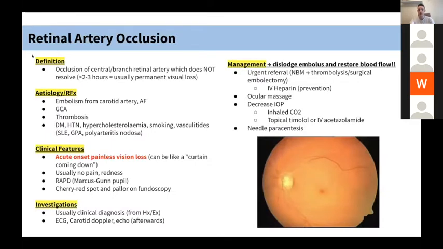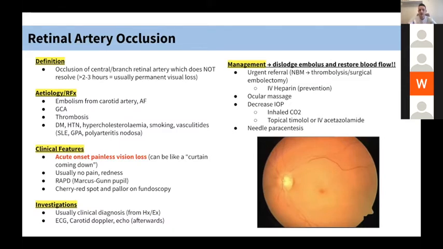So the next one is a retinal artery occlusion. This is where you can have a blockage either in the central retinal artery or one of the branches of it, and it doesn't usually resolve. So it's pretty much like a stroke of the eye. And if it's going to be like a stroke of the eye, well, usually that's going to be caused by something like an embolism from the carotid artery, or things like AF. They're going to be the most common ones.